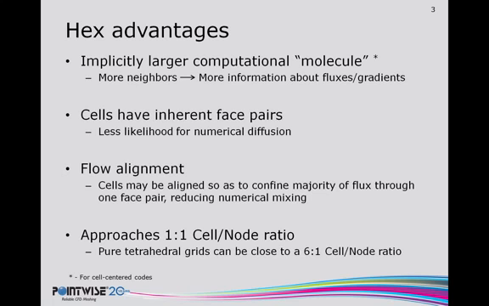And then this last one isn't necessarily an advantage, but it is a feature of hex grids, and that is that it approaches a 1-to-1 cell-to-node ratio. That's very useful if you're trying to use the same grid in a cell-centered code and a node-centered code, and you want to have roughly the same number of unknowns going to the solver with the same resolution. Tetrahedral grids actually get close to a 6-to-1 cell-to-node ratio, so you can wind up with vastly higher cell counts for a given resolution as dictated by your node count.